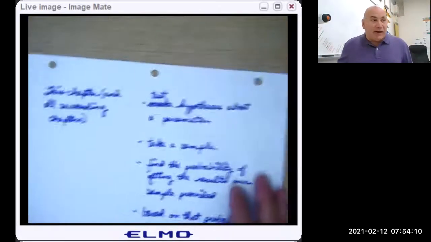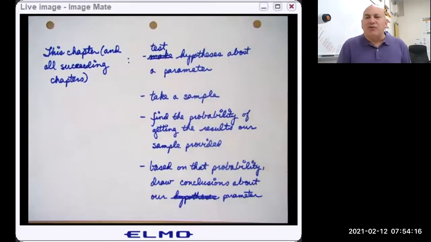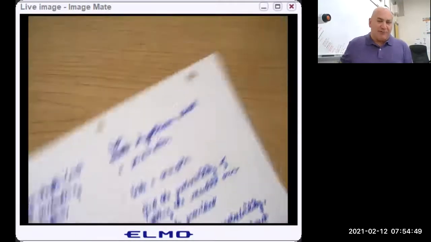Now in this chapter and all succeeding chapters, we're not going to try to estimate the parameter. We're not going to try to estimate the population mean or proportion. We're going to test a hypothesis about it. Is the mean greater than 72? Is the proportion greater than 50%? In other words, I've got a poll out there that shows candidate A is polling at 49%. What does that mean? Does it mean they're going to lose the election? But we're going to test a hypothesis about a parameter.